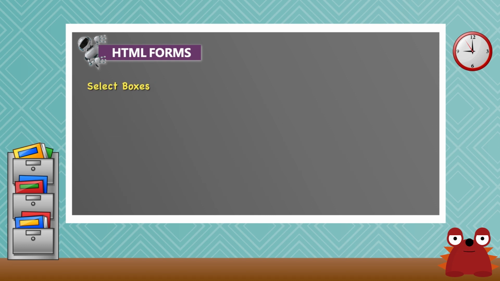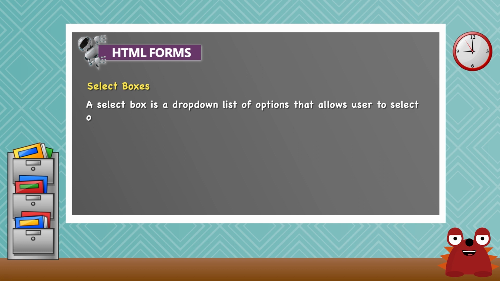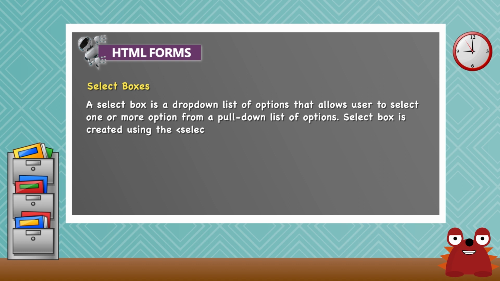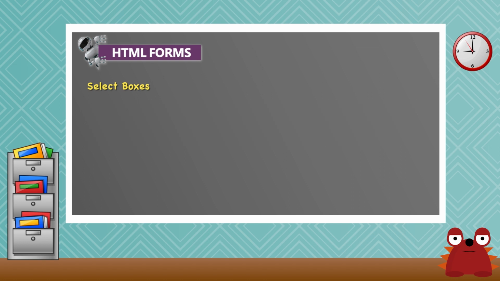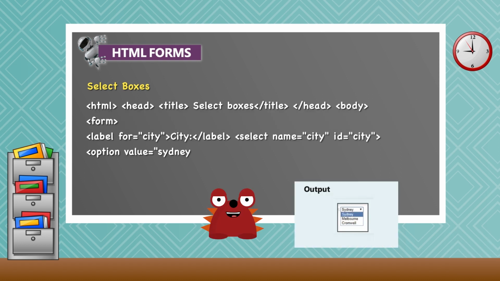Lastly, select boxes. A select box is a drop-down list of options that allows the user to select one or more options from a pull-down list of options. A select box is created using the select element and option element. The option elements within the select element define each list item. Here is an example and the output.